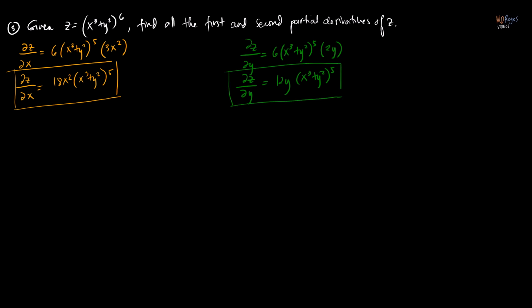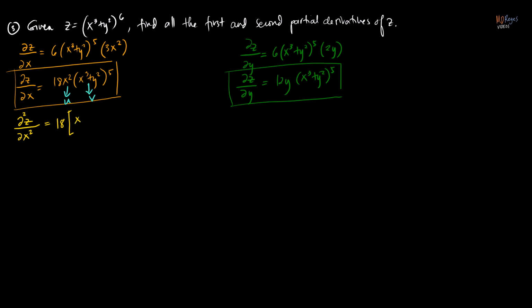Now let's go to the second partial derivatives. The second partial derivative of z with respect to x first. Okay. So first partial with respect to x, so we're differentiating this with respect to x. So we need to use the product rule here because this is the product of u and v, where u is x squared and v is the power of x cubed plus y squared to the 5th. Okay, 18 is just a constant, so I will just copy 18 and take the derivative of u times v using product rule.